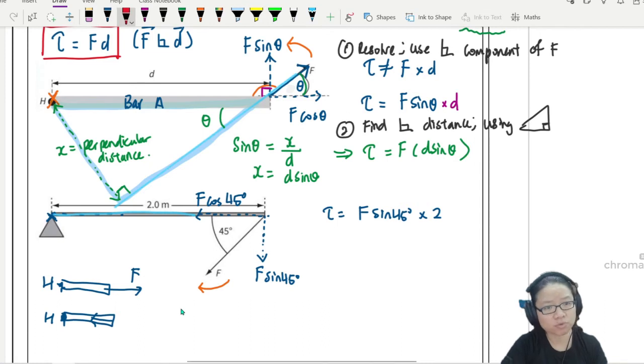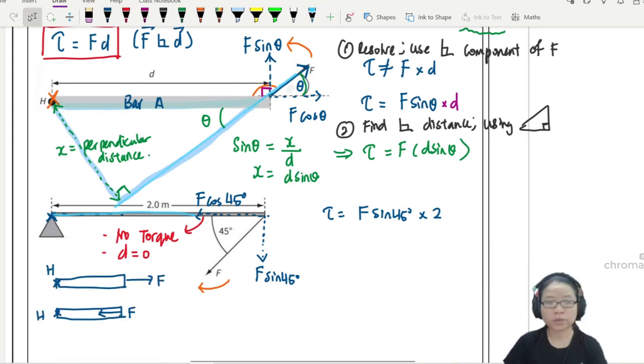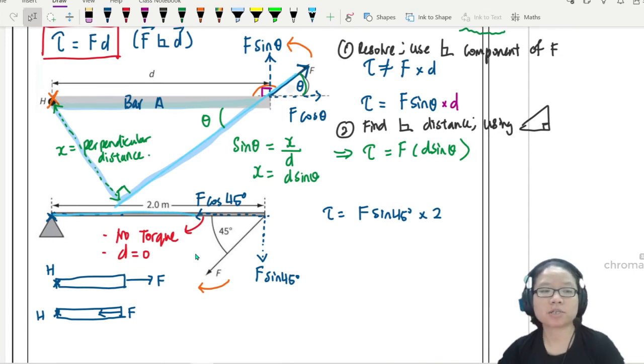I'll write that down for you. This one is no torque or no moment of forces because the line of force passes through the pivot. So there is no perpendicular distance, it passes through the pivot directly. So these are examples of no torque. If the line of action of force passes through the pivot, then there is no torque, because there's no perpendicular distance. So this is what torque is.